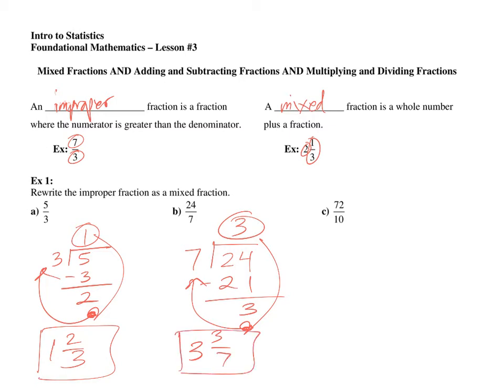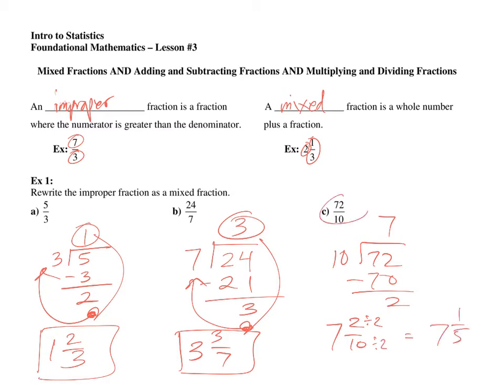Alright, and then the last one, 10 and 72. 10 goes into 72 how many times? 7 times. I end up with 70. Difference is 2. So I have 7 and 2 tenths. But what does 2 tenths reduce to? It reduces to 1/5. So I could have simplified this before doing long division as well. It's your choice how you want to go about doing it.